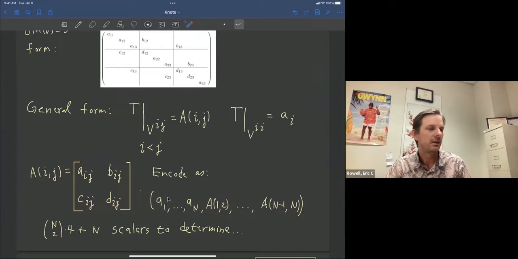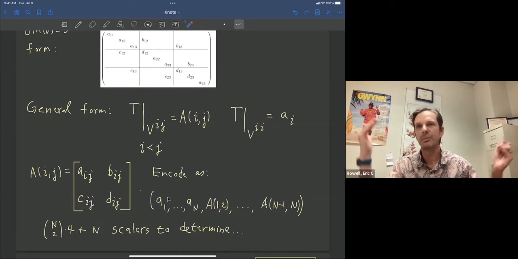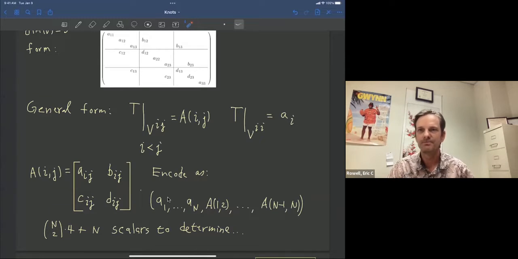Okay, and so these will be just 2 by 2 matrices. So now we can encode a charge conserving operator as just a list of n scalars, A1 through An, and then n choose 2 times 4, of course, scalars, because each of these are 2 by 2 matrices. So we've certainly reduced the number of variables. It's not completely sparse, but it still has quite a bit of structure. It's not a permutation matrix in general, for example.